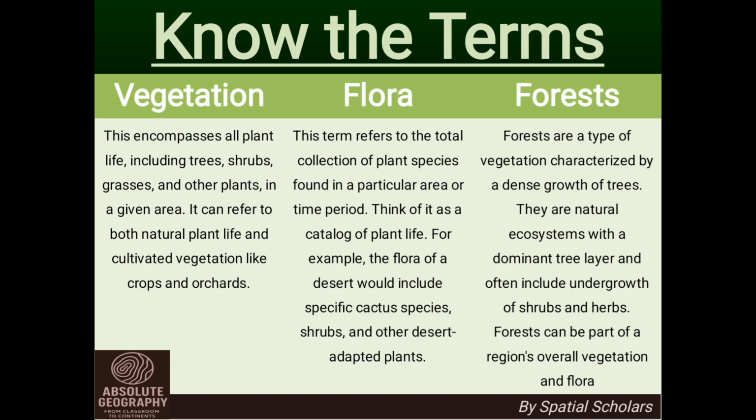And thirdly, we have forest. It is an ecosystem dominated by trees. It will include undergrowing shrubs and herbs as well. So the main difference between vegetation and forest is that vegetation is any plant life, whereas forest is the type of vegetation where trees are dominant.